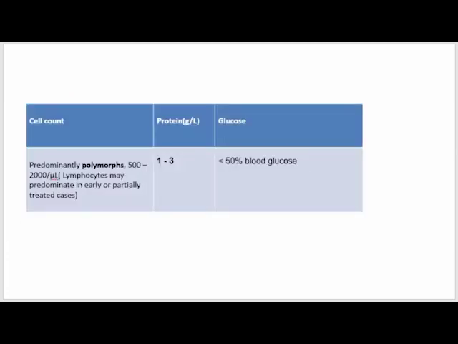So that's how you diagnose bacterial meningitis. Let me repeat. If it's bacterial meningitis, the cells, which are predominantly polymorphs, will be between 500 to 2,000 per microliter. Then protein will be between 1 to 3. So proteins in bacterial infections are elevated in the cerebrospinal fluid.